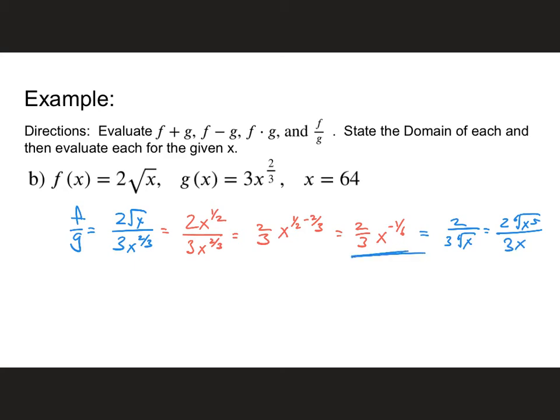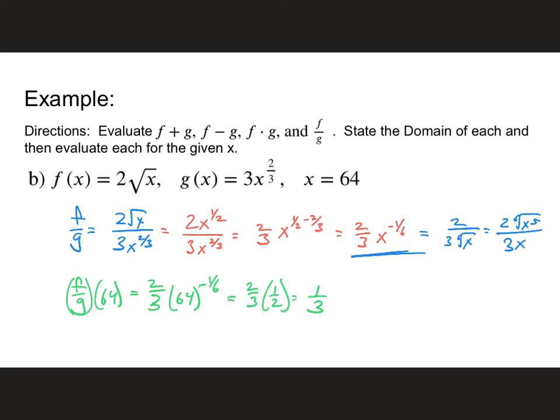We'll plug in our value now, though. We'll do f divided by g of 64. And when I do that, that gives me 2/3 times 64 to the negative 1/6 power. Plug that in my calculator, and 64 to the negative 1/6 power is 1/2, which gives me my final answer of 1/3.